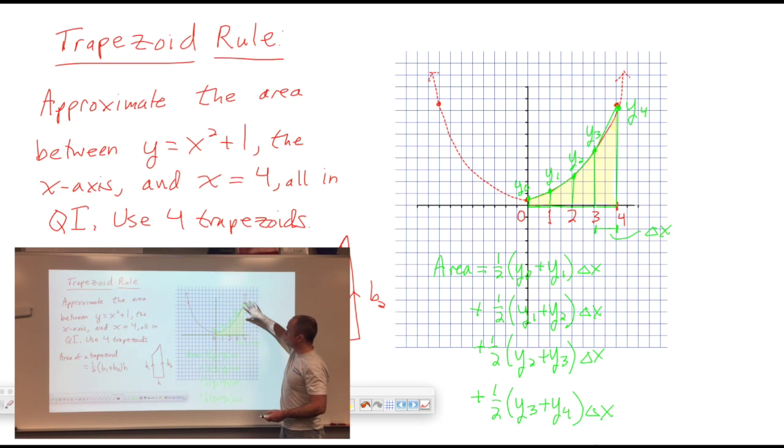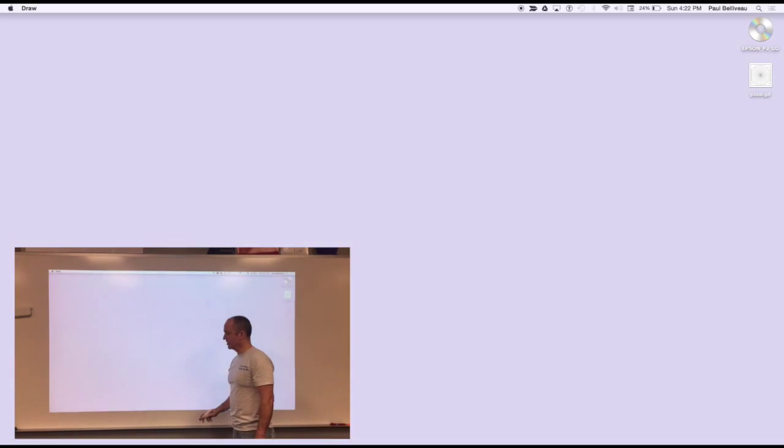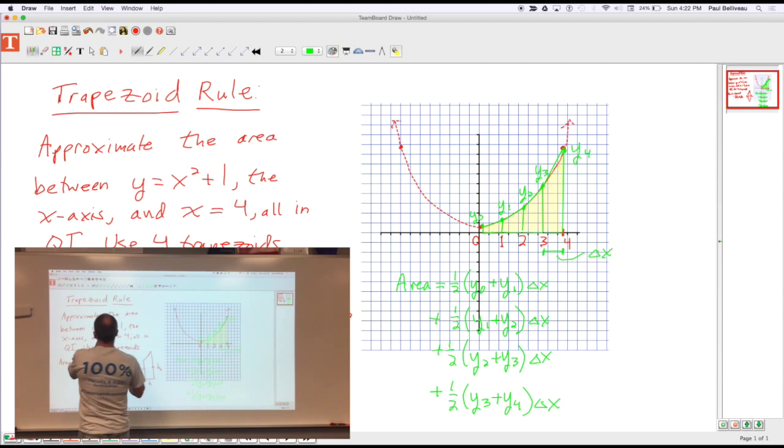And my approximation of my area under the parabola will be the sum of the areas of each of these 4 trapezoids. Let's take a look at this algebraically for a minute.